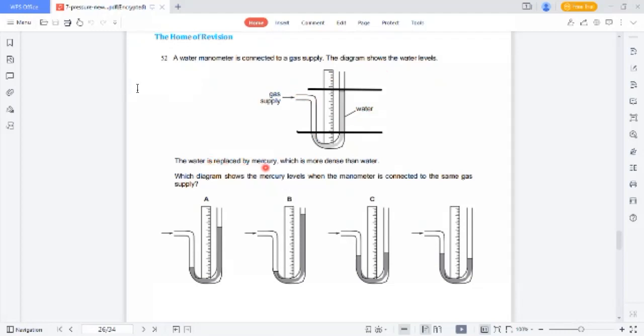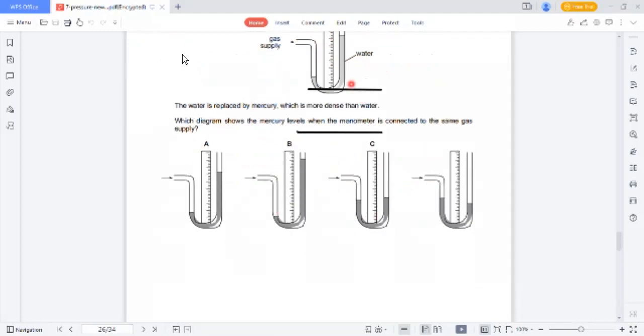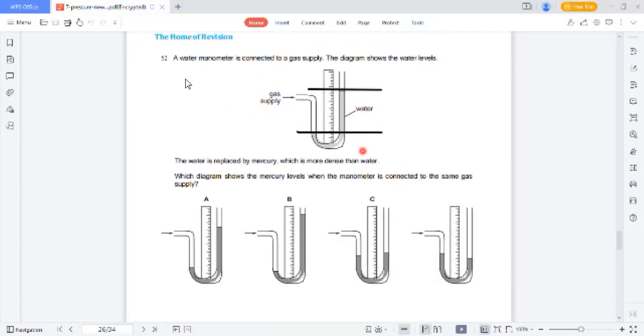Water is replaced by mercury, which is more dense. Which diagram shows the mercury level when the manometer is connected to the same gas? Its level would be comparatively small. It looks comparatively the same as that of water, so this option is incorrect.